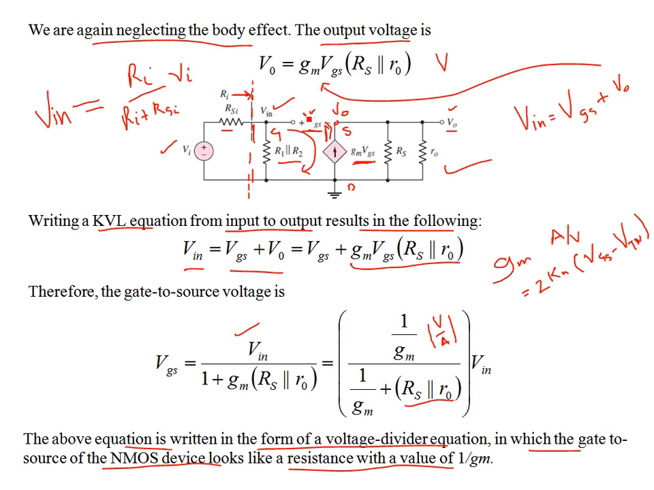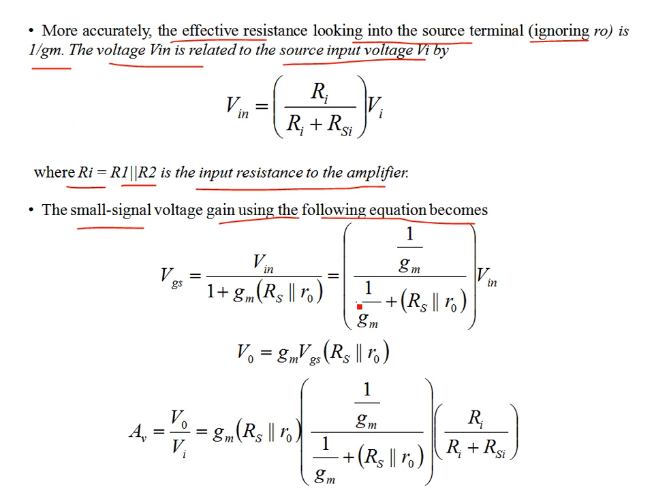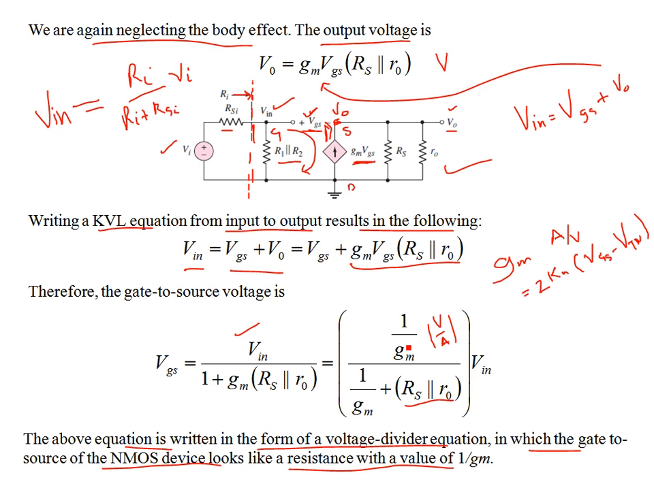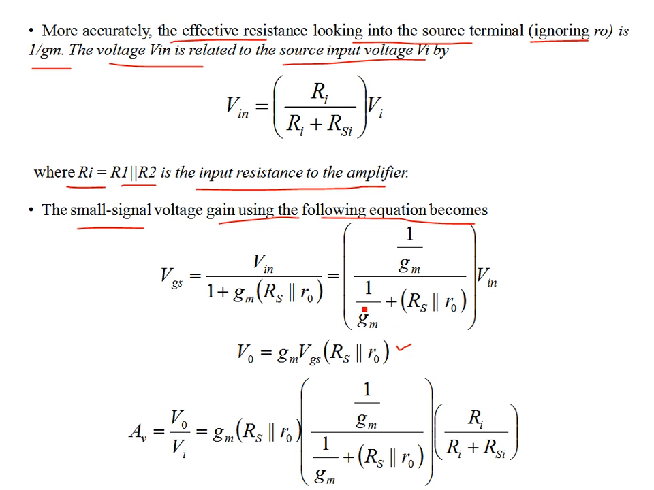Okay, so this is my VGS and then this is my V naught. Vn is providing me VGS. V naught is the output voltage, so here is my output voltage. This expression can also be written as such, as we have done before. So 1 over Gm is my resistance. So I have these two equations derived before.